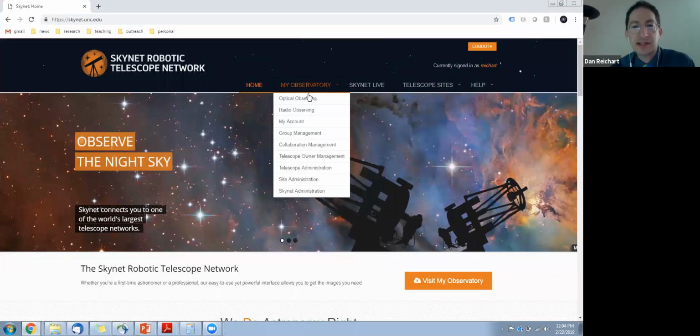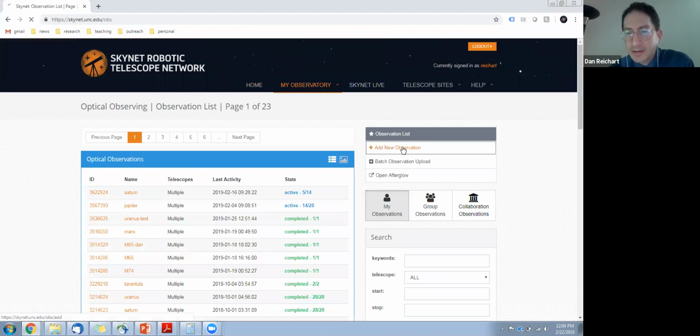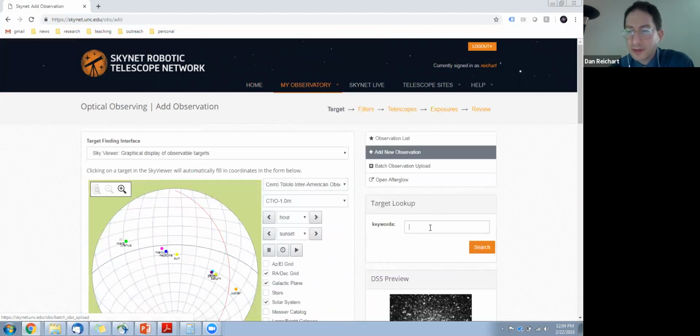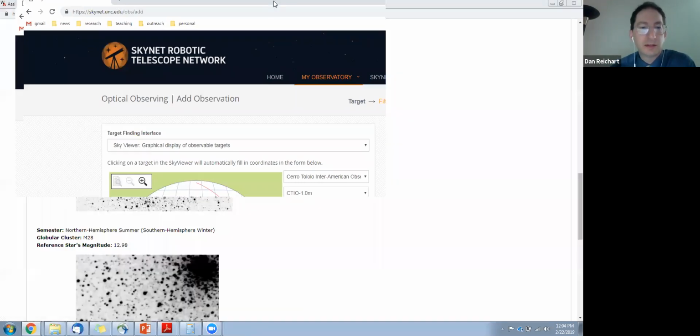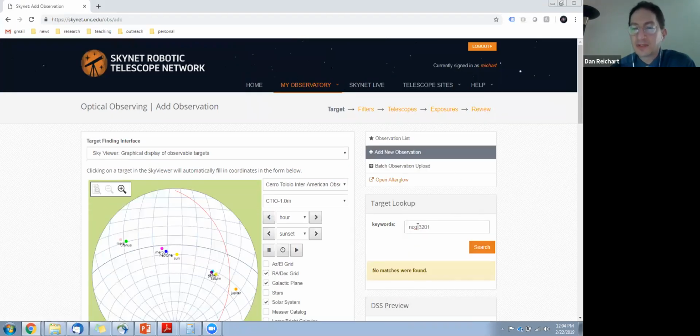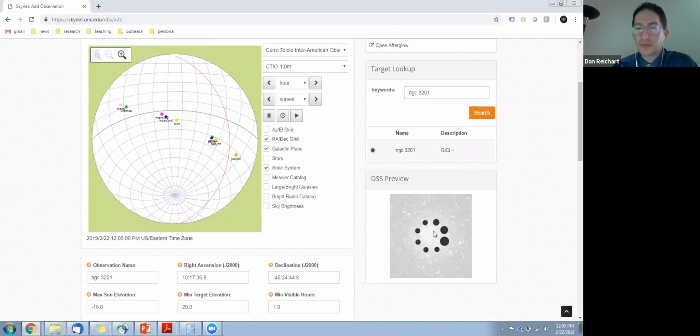So here's Skynet, optical observing, add a new observation. We can look it up. I think I already have it loaded, but I was trying this out ahead of time, so I'll just go through the steps again. NGC 3201. Oh, I typed in NCG. NGC 3201. Okay, found it. It's loading a preview.